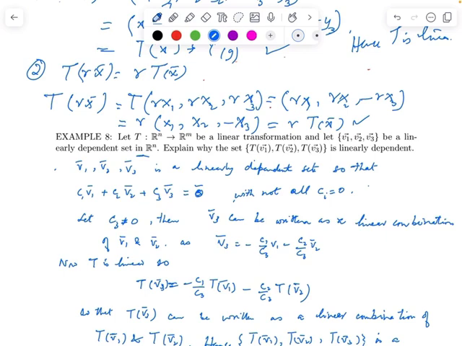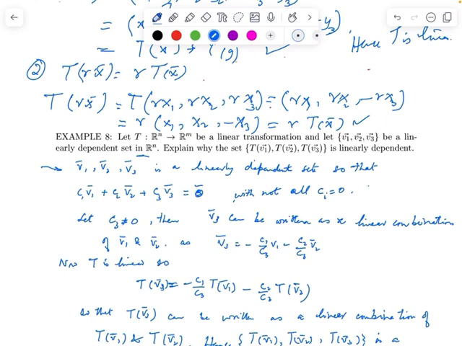So this is how we can argue. We know that v1, v2, v3 is a linearly dependent set. What does that mean? It means that if we write a linear combination and set it equal to 0, so if we write c1 v1 plus c2 v2 plus c3 v3 equal to 0, then not all of these c1, c2, c3 are going to be 0. At least one of them will not be 0. So let's say that c3 is not 0.